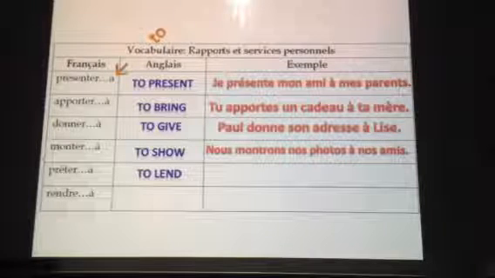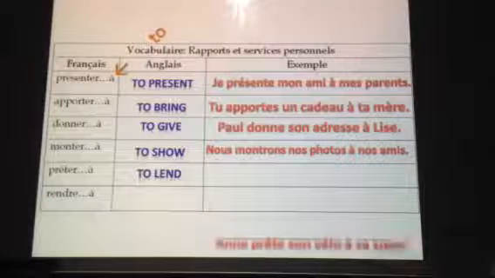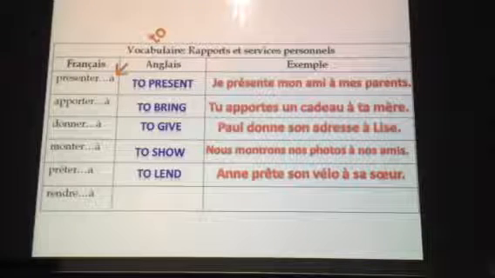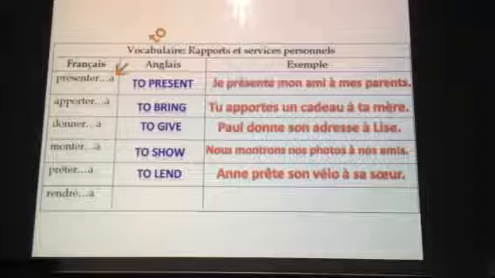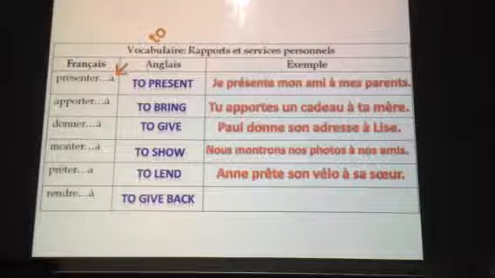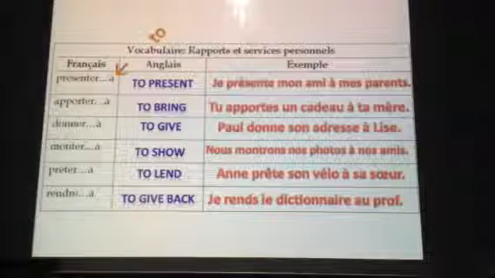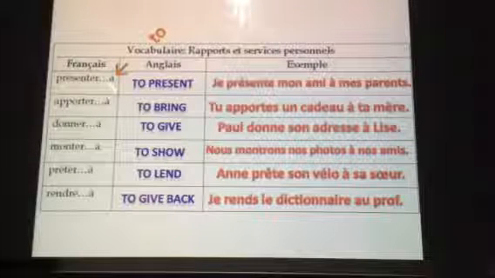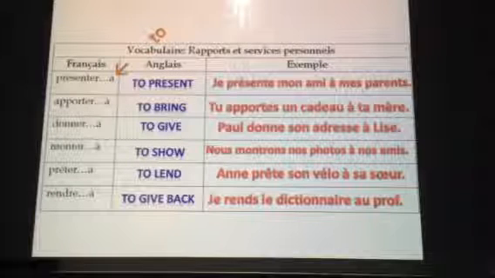Prêter is to lend. You remember that from French 1, prête-moi, lend me. Anne prête son vélo à sa sœur. Anne lends her bike to her sister. And the last one, rendre. Rendre means to give back. Je rends le dictionnaire au prof. I give the dictionary back to the teacher. The first 5 of these verbs are all regular ER verbs, and the last one is a regular RE verb, so they follow the normal patterns.